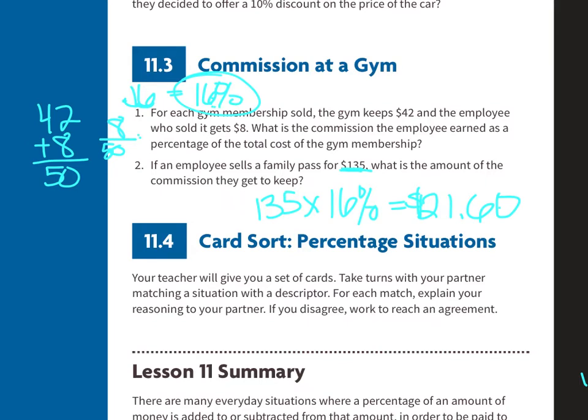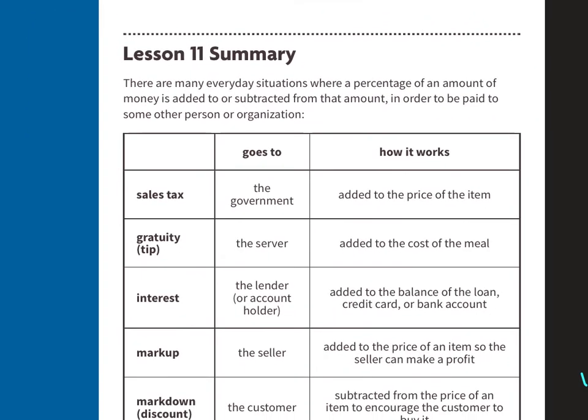Okay, so looking at the summary, there are many everyday situations where a percentage of an amount of money is added to or subtracted from that amount in order to be paid to some other person or organization. So sales tax goes to the government, and it's added to the price of the item. The gratuity, or your tip, goes to the server. It's added to the cost of the meal.